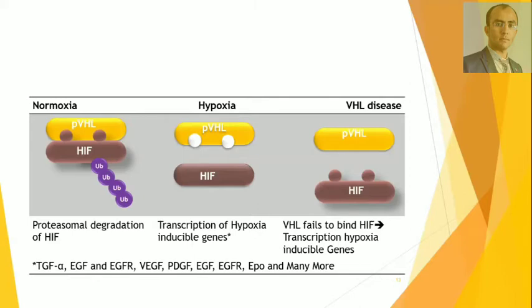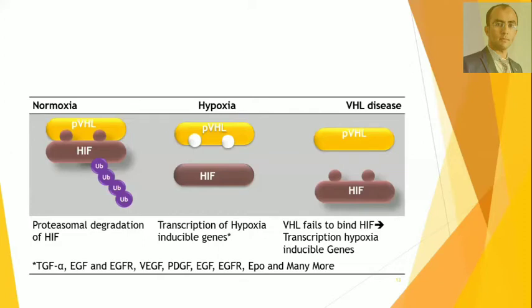Likewise, a defective VHL protein can't bind to the hypoxia-inducible factor. From the figure, we can see that there are no binding sites for hypoxia-inducible factor on the VHL protein. So again, it fails to bind, and thus it results in the transcription of hypoxia-inducible genes.